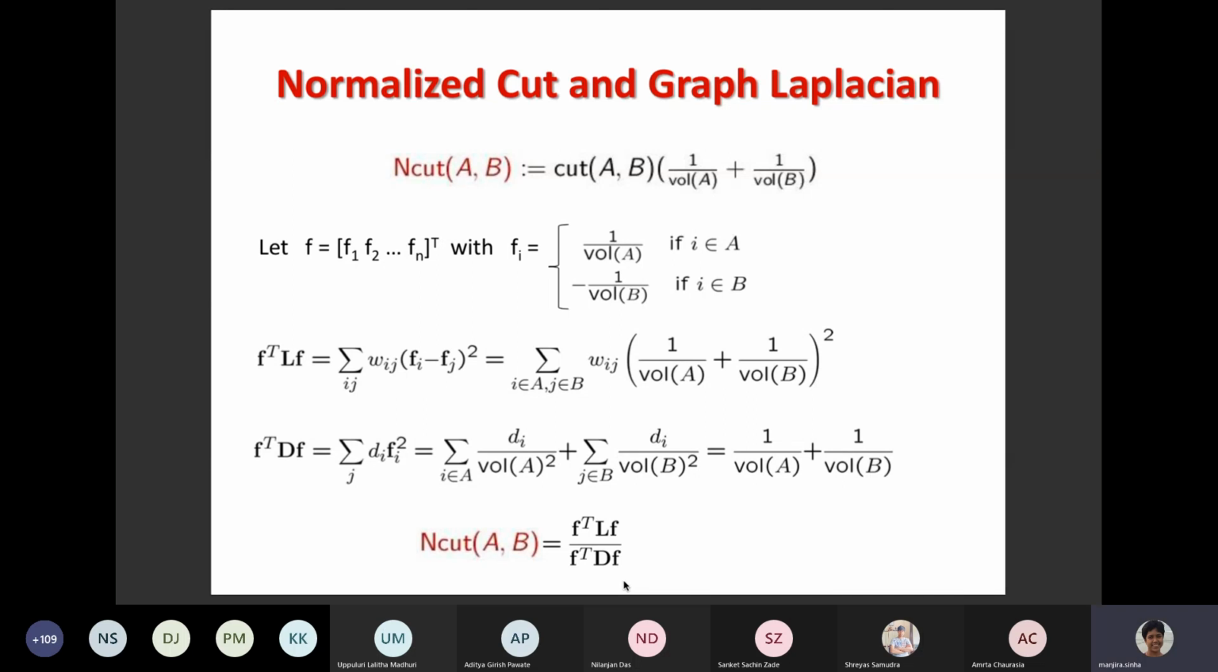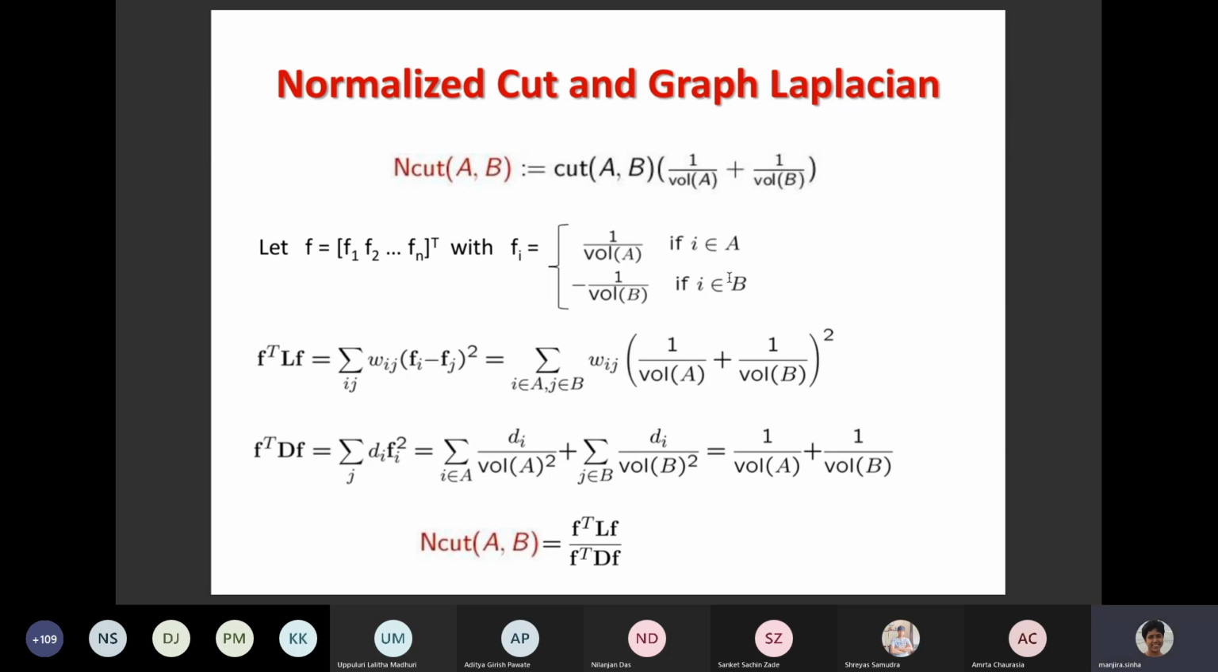Now you can see that we are not taking into account the volumes or the cuts A, B anymore. We are now purely working on the matrices, the Laplacian matrix and the degree matrix, and we need to find this F, which is defined like this.